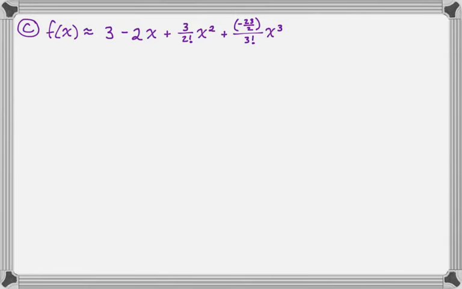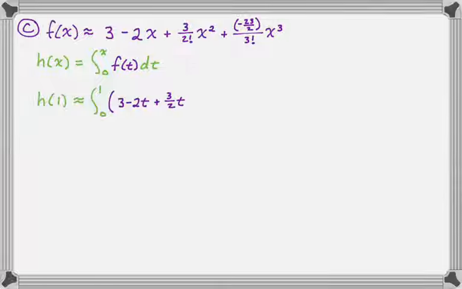So again, we need this, and also I'm going to end up simplifying it here. Let h be the function defined by h of x is the integral from 0 to x of f of t dt. We want to use the Taylor polynomial from part A to find an approximation for h of 1. Okay, so h of 1 is going to be the integral from 0 to 1 of f of t dt.